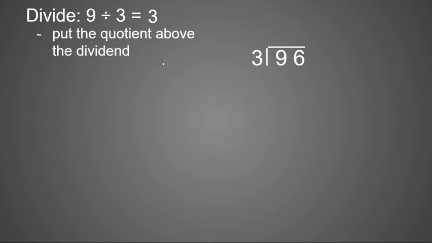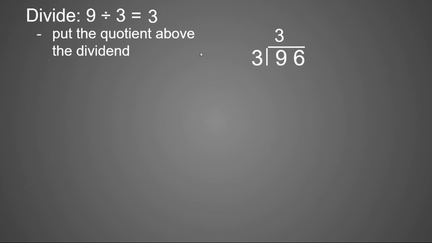So again, we have our 96 divided by 3. We're going to start by dividing our first number in our dividend by our divisor. So in this problem, we have 9 divided by 3. And 9 divided by 3 is 3. So I'm going to take this number 3, which is the quotient, and put it above the first number in the dividend. I know we're using those big math terms. We need to be used to those terms. So the quotient, 3, is going to go above the dividend.